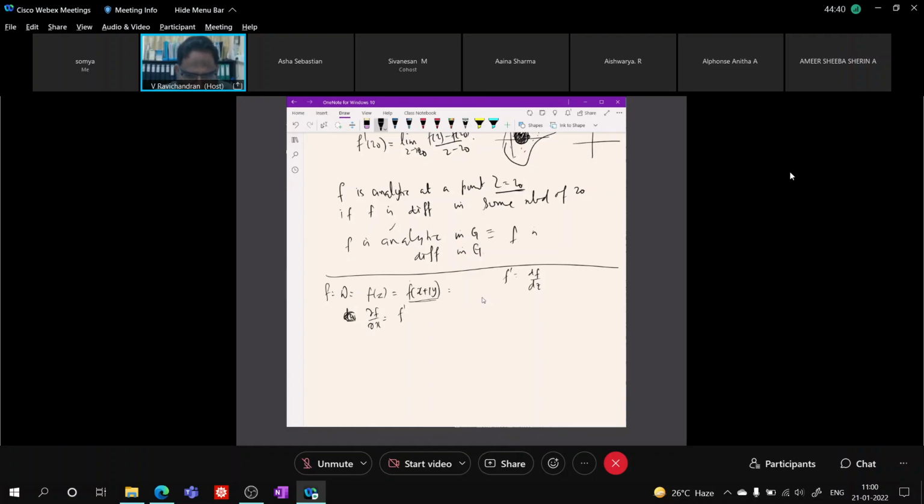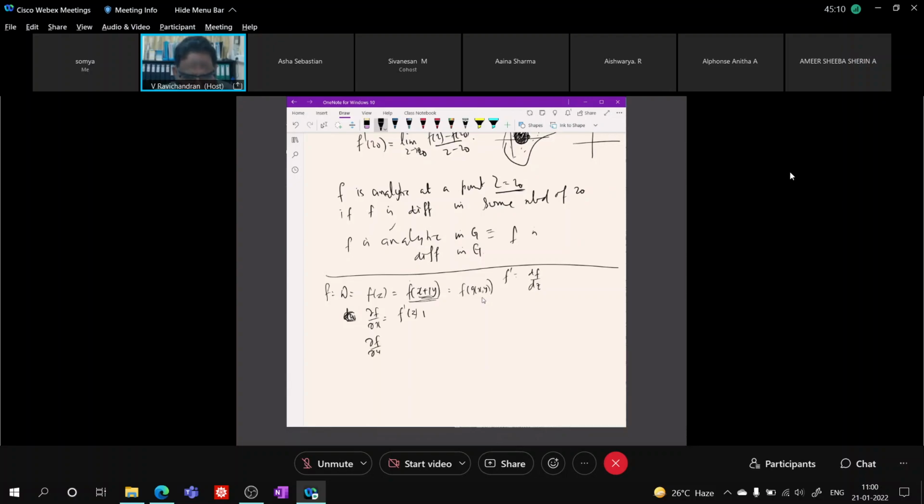So maybe you can think of this as f of g of x comma y, where g of x comma y is x plus iy. So you have a function of a function here. If you want to use the function of function rule, we have to differentiate the first function with respect to some variable, and that variable is g. Then we have to differentiate g with respect to x partially. So you will get f dash of z, and if you differentiate x plus iy partially with respect to x, you will get 1.